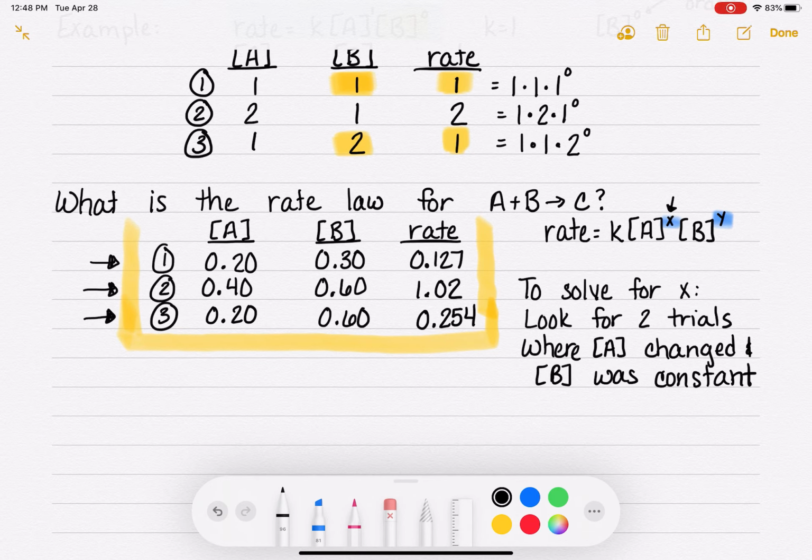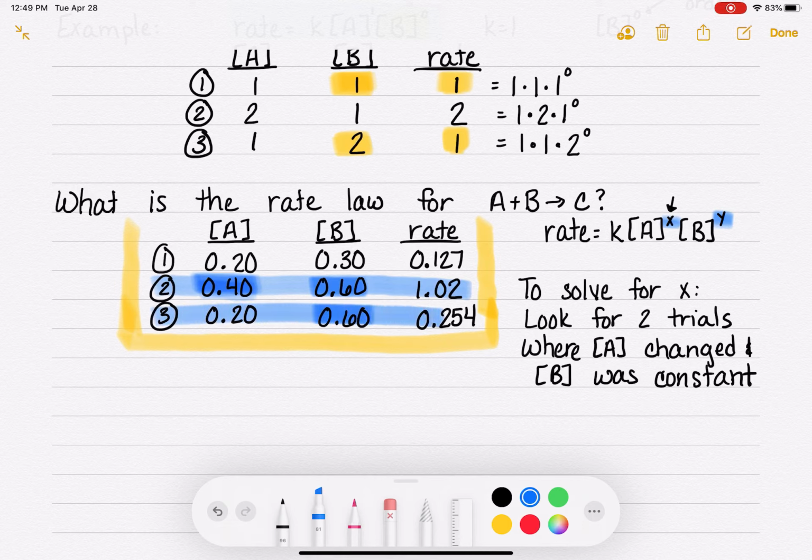Because what we want to focus on is isolating just the change in the concentration of A. We don't want to also look at trials where B was being changed at the same time. We want to be able to know that any change to the rate is totally due to the change in A. So we're looking for two trials where A changed and B was constant. We know that we're going to need to use trial number 2 because it is the only one where A is 0.4. And then we're also going to want to use either 1 or 3. We want A to be different, but B to stay the same. So that means we're looking for this trial right here.